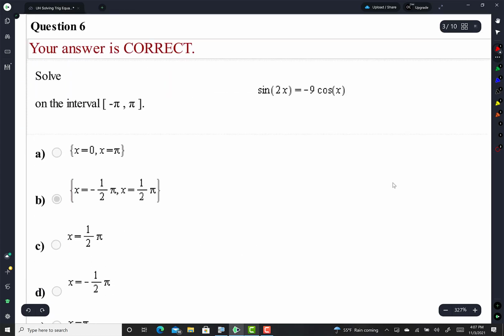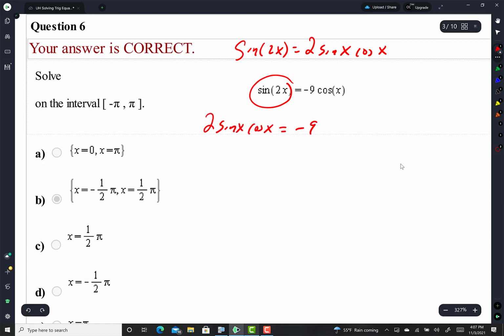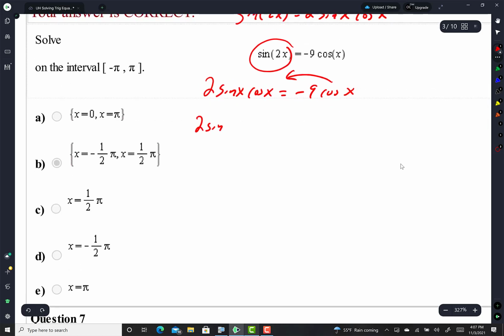This is the one that I told you you're going to have to use the double angle property, guys. Sine 2x is equal to 2 sine x cosine x. I think I might have given it to you guys as 2 cosine x sine x. It doesn't matter, they're both the same. So here we go. I'm going to write 2 sine x cosine x equals negative 9 cosine x. Then move that to the left. So I'm going to write 2 sine x cosine x plus 9 cosine x equals 0. And then I'm going to factor out a cosine x. So cosine x factored out, 2 sine x plus 9 equals 0.